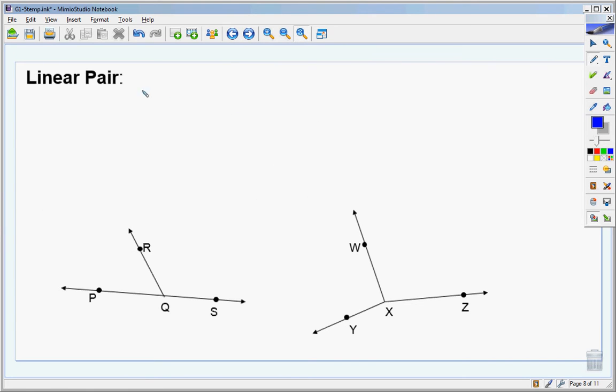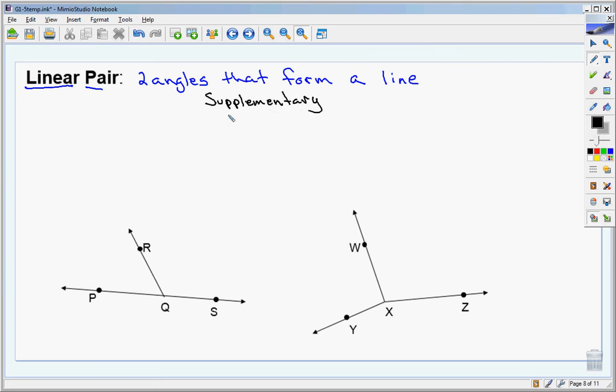Linear pair. Pair implies two. We're talking about angles, so two angles that form a, what do you think it's going to form? A line. It says linear. They're going to form a line. Linear pairs always have this property. Linear pairs are always supplementary. In other words, they're always going to add up to equal 180 degrees.